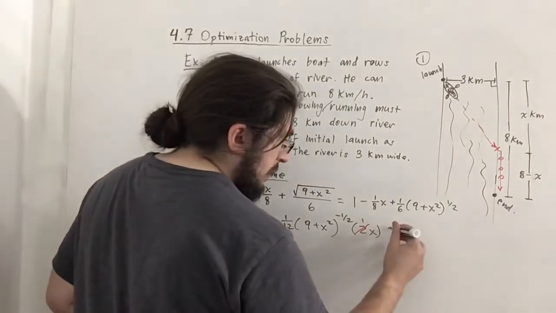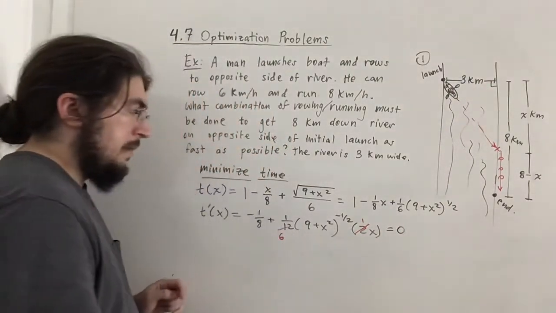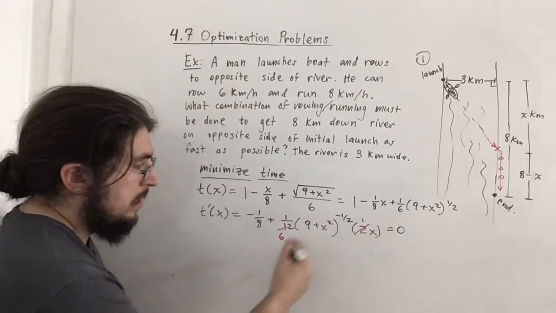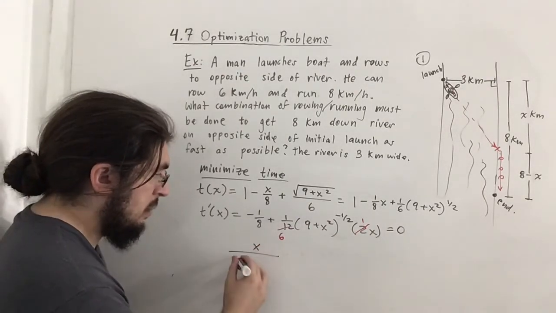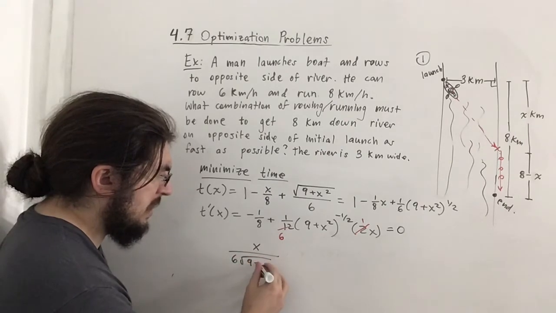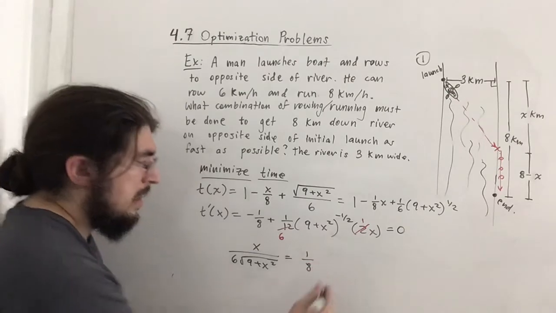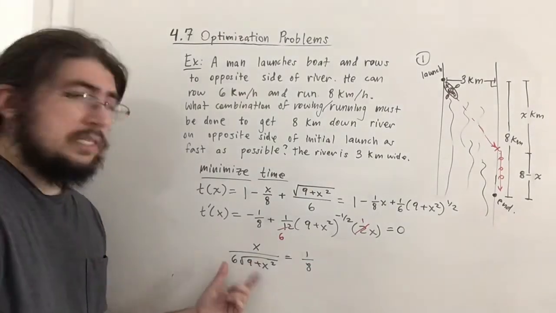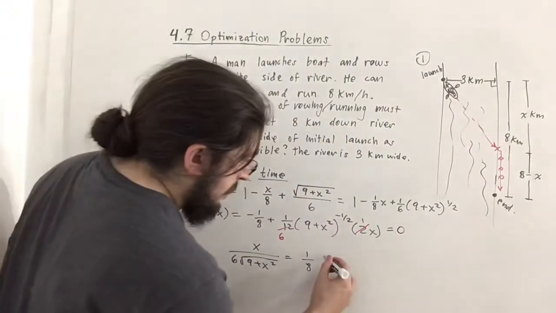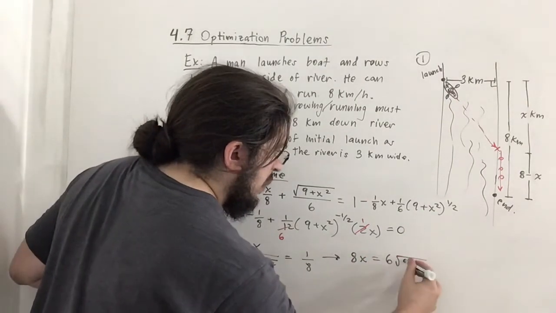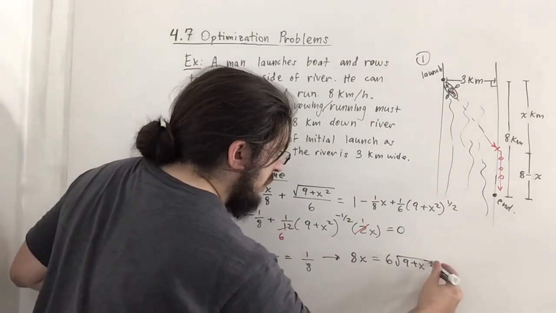So what I'm going to do is set this equal to 0, and add 1/8 to the other side and write this as a fraction. So what we have left over would be x over 6 radical 9 plus x squared as a fraction, just like that, equals 1/8. If you cross multiply, since this is not 0, you can do that. We get 8x is equal to 6 times the square root of 9 plus x squared.